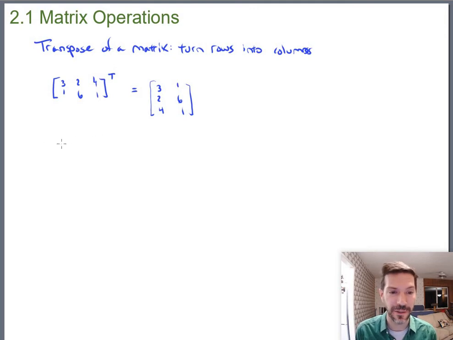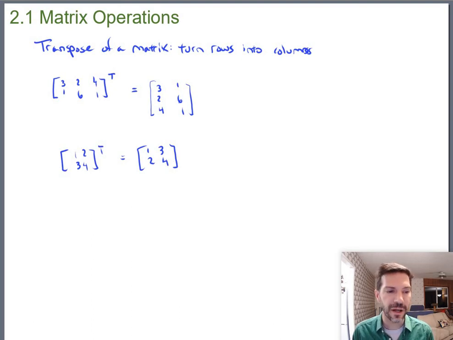You can transpose a matrix of any size. I did a 2 by 3 just to sort of make it a little more clear, but you can certainly do it on a square matrix. You transpose a 2 by 2, it's still first row becomes first column, second row becomes second column.